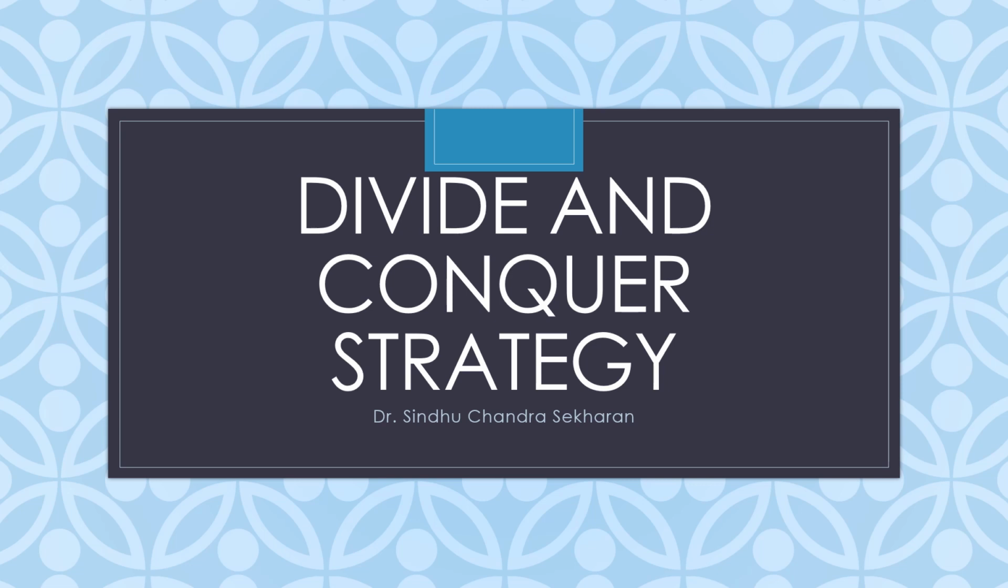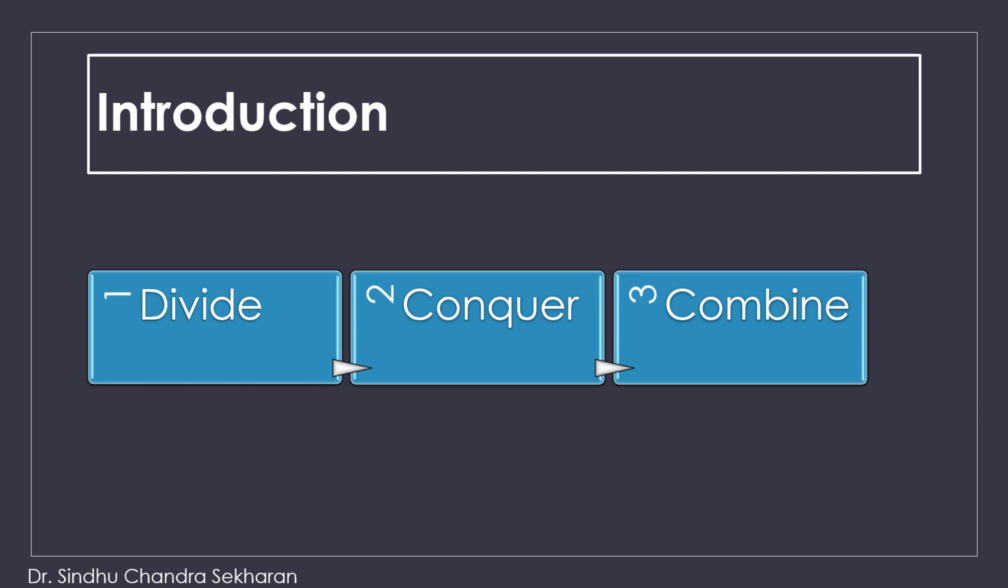The divide and conquer strategy. In the divide and conquer strategy, we have three steps. The first step is divide. So we divide the problem into subproblems. Here, the subproblems are very similar to the original problem, but the number of instances will be less.